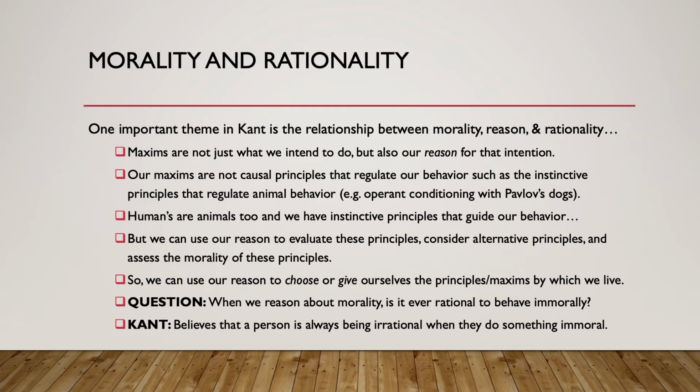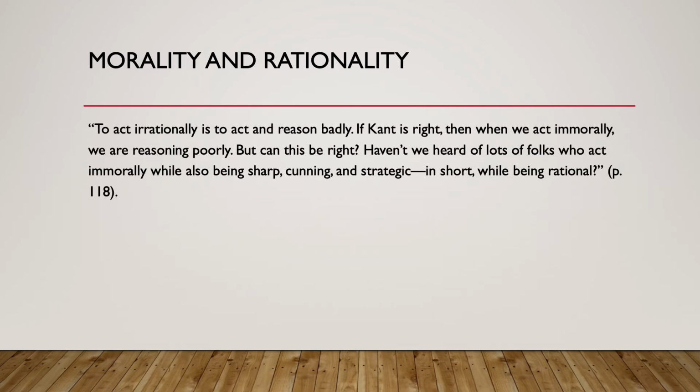Kant believes that a person is always being irrational when they do something immoral. Now, this would be interesting because now when someone does something wrong, it's not just that we can say that they're doing something wrong, we can say that they're actually being irrational. The idea is we could use reason to show them that what they're doing is not rational, and they could realize this by their own reason if they were to use their reason correctly. All right, now, to act irrationally is to act and reason badly. Now, if Kant is right, when we act immorally, we're reasoning poorly. But this seems a little bit strange. Can that really be right?